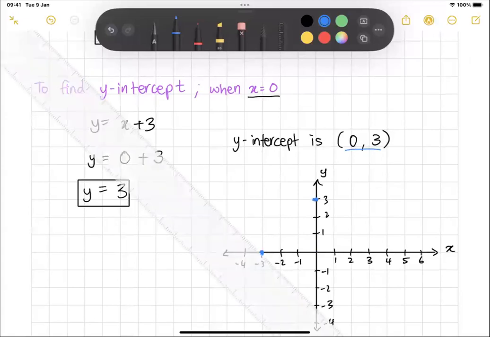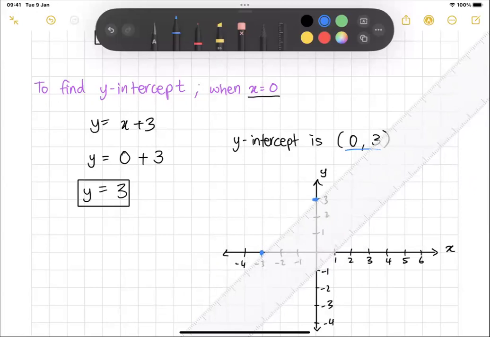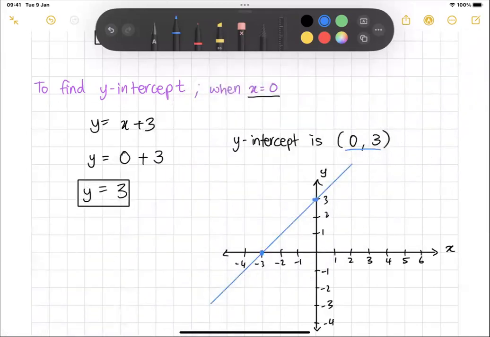What I'm going to do is use a ruler and draw a line. I'm nearly done. Now all I need to write down is my equation right next to it, which is y equals x plus 3. And that's all done.